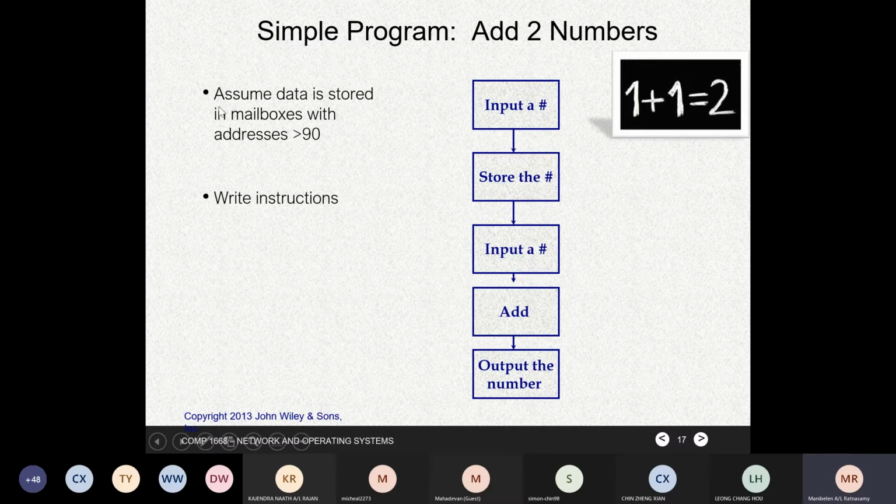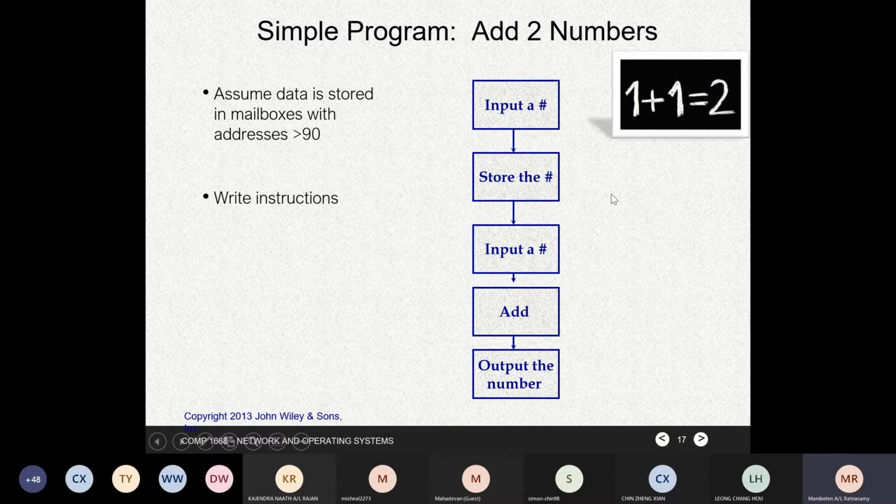What is the program all about? Assume data is stored in a mailbox with addresses more than 90. So mailbox addresses is more than 90 now. Then we write the instruction. Okay, we write the assembly language.